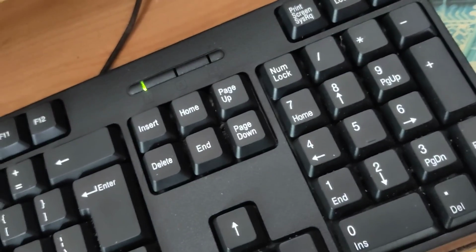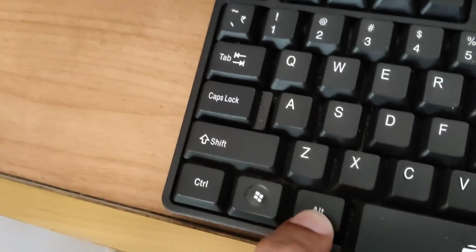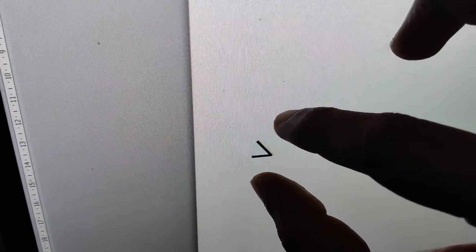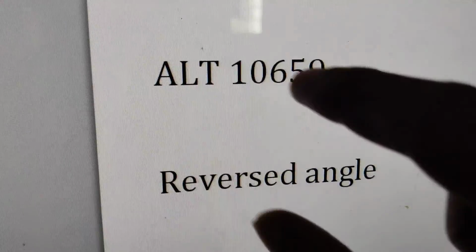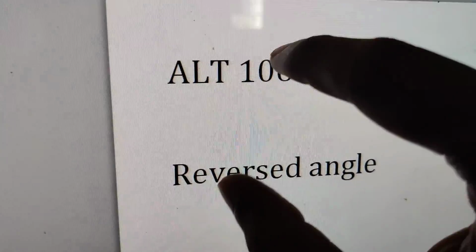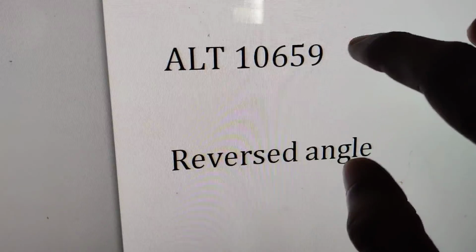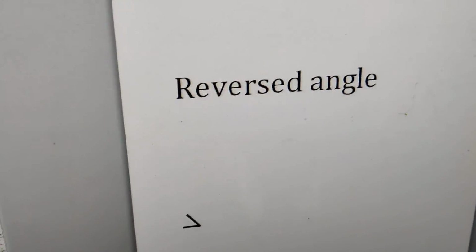10659. So after typing that, you can simply release your finger from this Alt key. If you do like that, then you can see that this reversed angle symbol has been created in your computer. So remember, the keyboard shortcut for creating the reversed angle symbol in your Windows computer keyboard is Alt 10659.